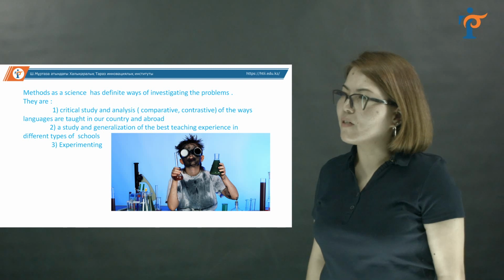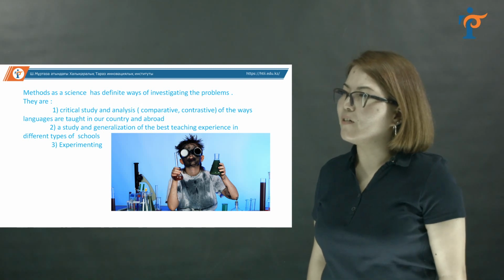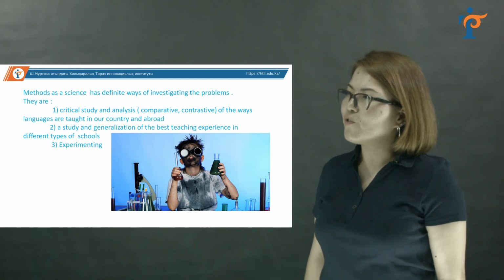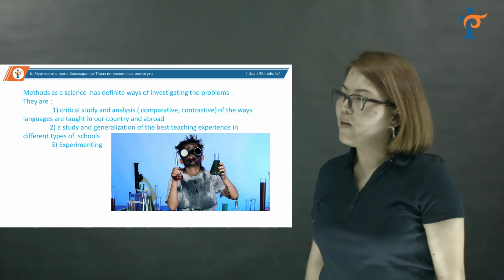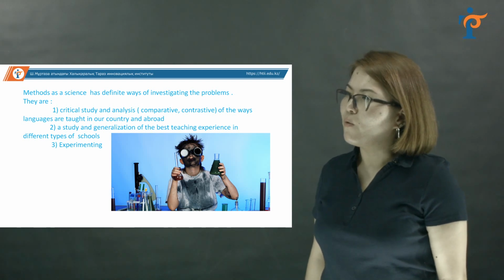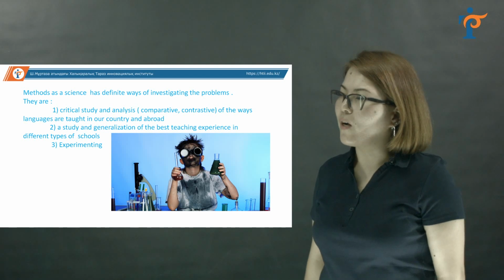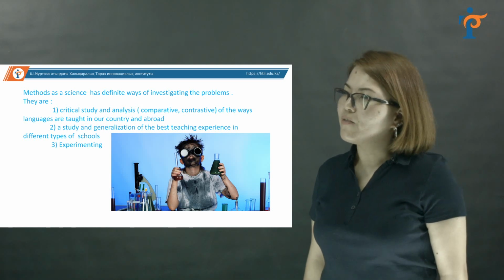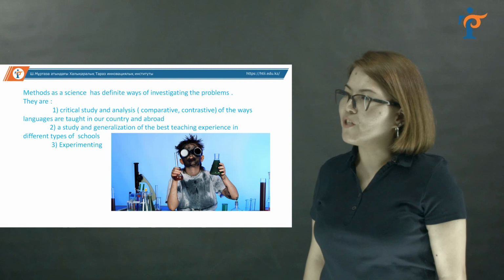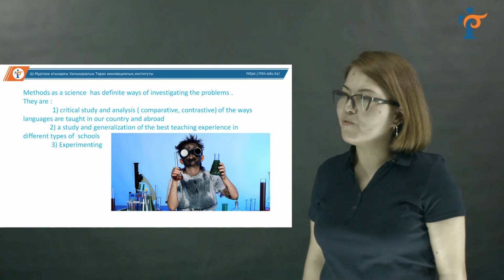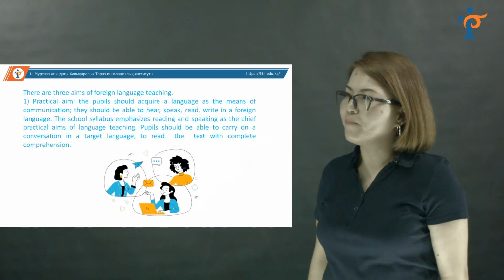Method as a science has definite ways of investigating the problem. They are critical study and analysis, comparative or contrastive, of the ways languages are taught in our country and abroad. The second is a study and generalization of the best teaching experience in different types of schools. And the third one is experimenting.